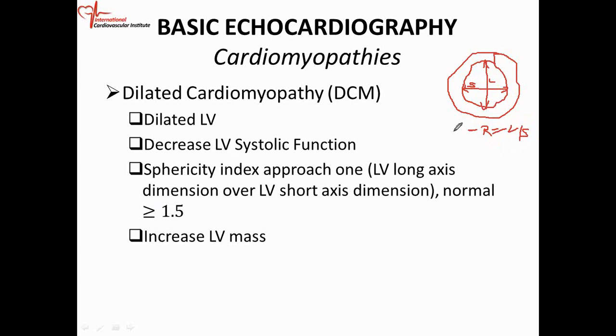So when you have a dilated cardiomyopathy, the sphericity index approaches 1. What you're saying is that the short axis is getting larger and larger, so that the ratio approaches 1. You also get an increase in the LV mass. So everything becomes dilated and flabby and just not functioning properly. So that is your dilated cardiomyopathy.